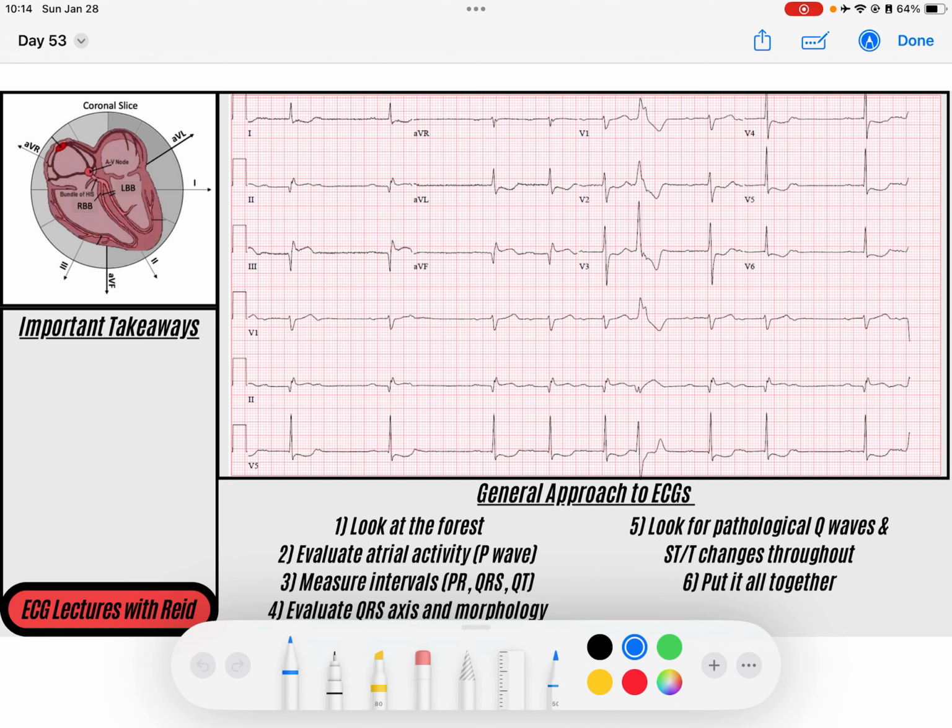So let's jump into this one. This is a fun one. This is a tricky one. There's a lot going on. So first thing we're going to do is look at the forest, and the trees of our forest are our QRS complexes. So I like to just get an idea of what's going on. I might maybe use V5 here.